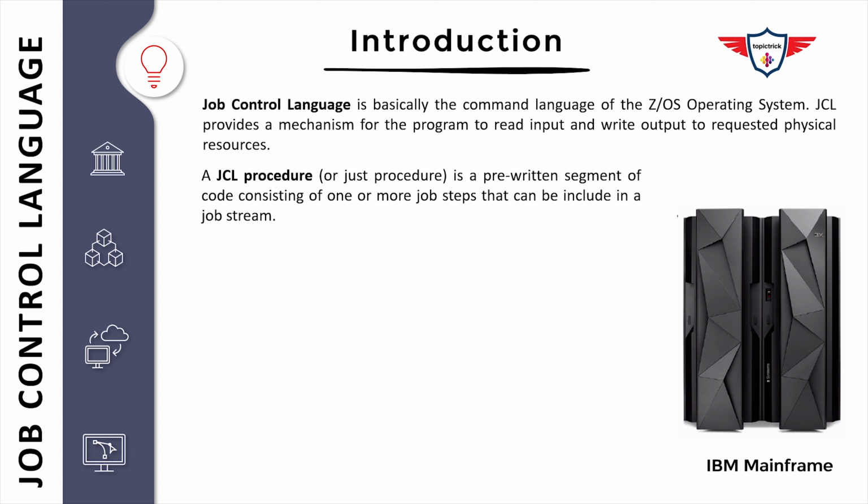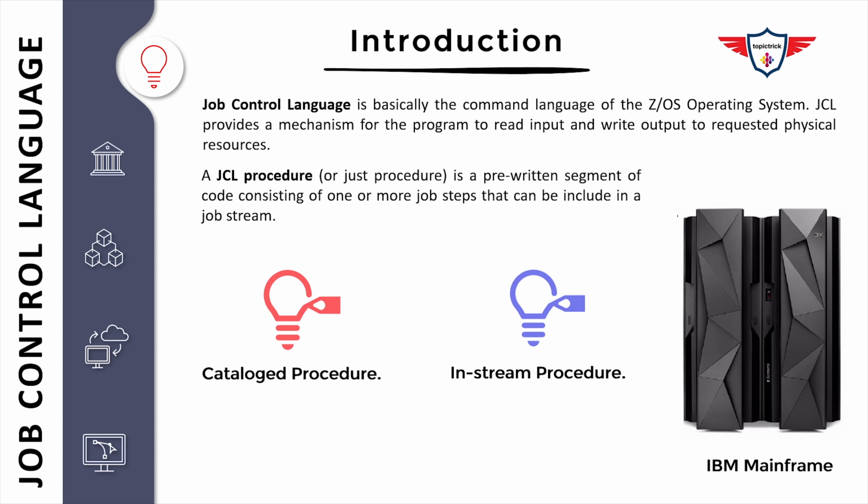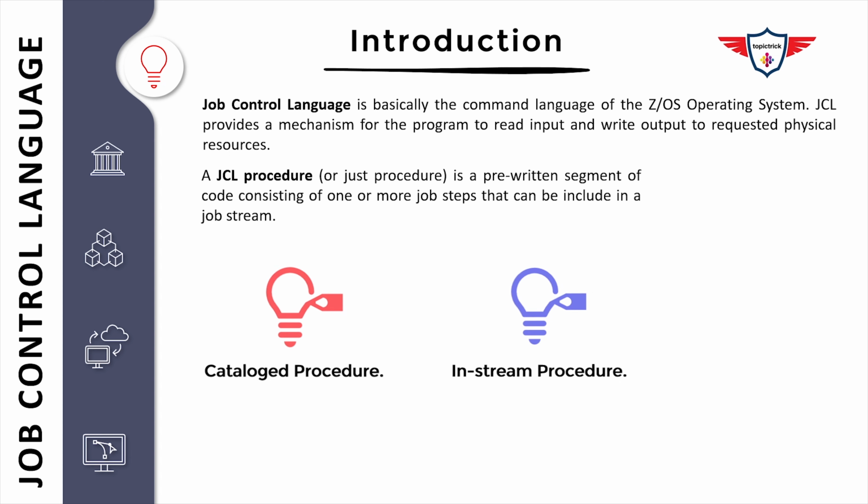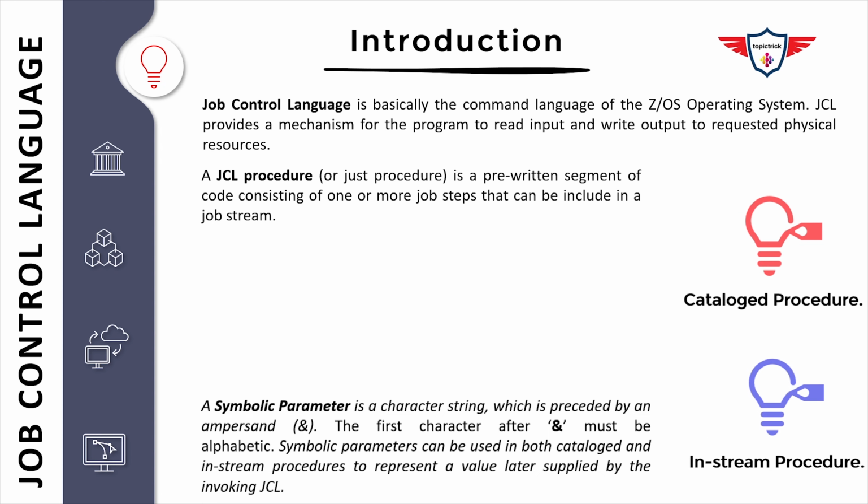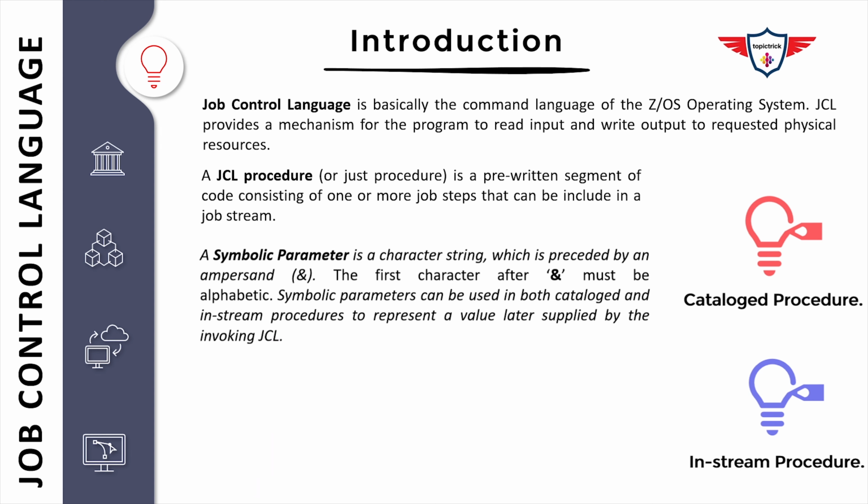Now let's look at the definition of JCL procedures or proc. So a JCL procedure or JCL proc is actually a pre-written segment of code consisting of one or more job steps that can be included in a job stream. JCL procedures are actually divided into two categories. First one is catalog procedure and the second one is in-stream procedures. And I have already created a detailed video on JCL procedures, so you can check the link on the right hand side of your screen.